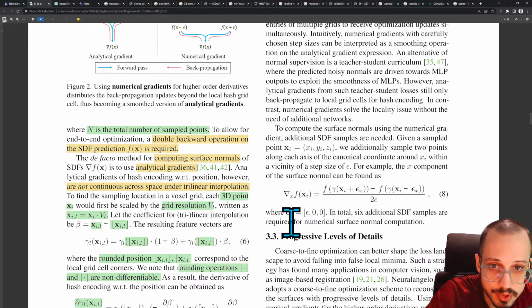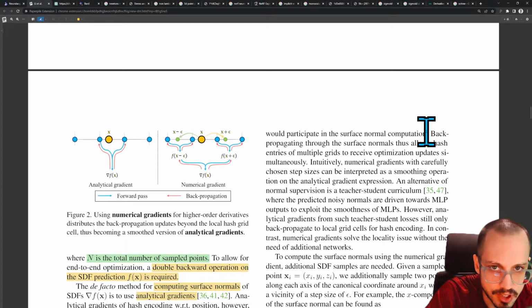Otherwise, hash entries of multiple grid cells would participate in the surface normal computation. Backpropagating through the surface normals thus allows hash entries of multiple grids to receive optimization updates simultaneously. Intuitively, numerical gradients with carefully chosen step sizes can be interpreted as a smoothing operation on the analytical gradient expression. Okay. I think it's time we look at figure 2 here. Using numerical gradients for higher order derivatives distributes the backpropagation updates beyond the local hash grid cell.